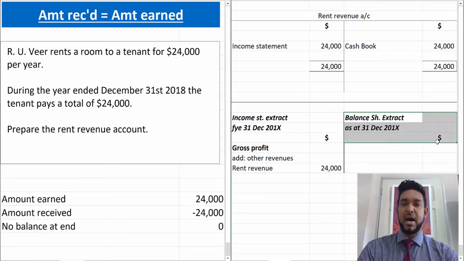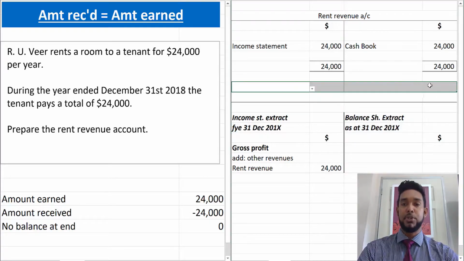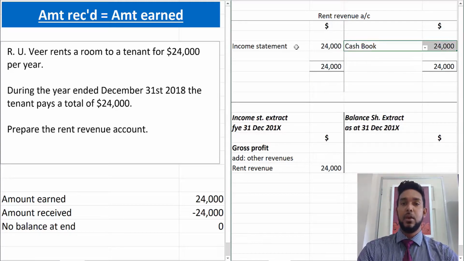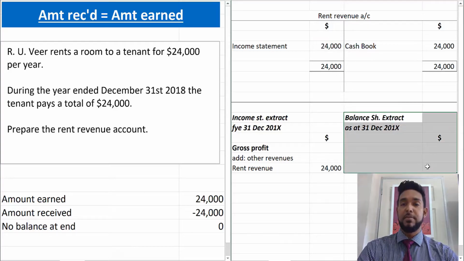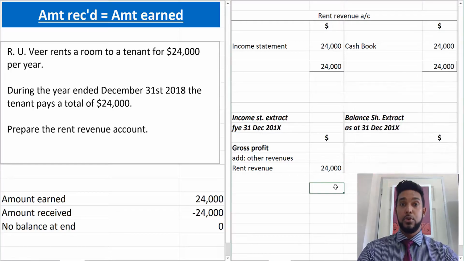Now, do we need the balance sheet extract in this particular situation? Well, we need a balance sheet extract if there was an accrued or prepaid portion to the revenue account. Right now, the debit side was equal to the credit side. We received exactly what we earned. So there was no excess, there was no deficit. So therefore, there's no balance at end, no accrued or prepaid portion. So therefore, there's no need for the balance sheet extract. That will only be relevant or necessary if there's an accrued or prepaid portion, which we actually will see in the next example.